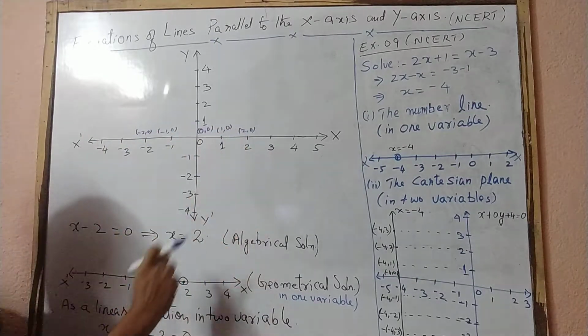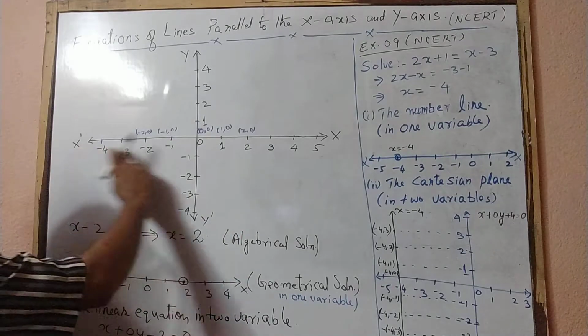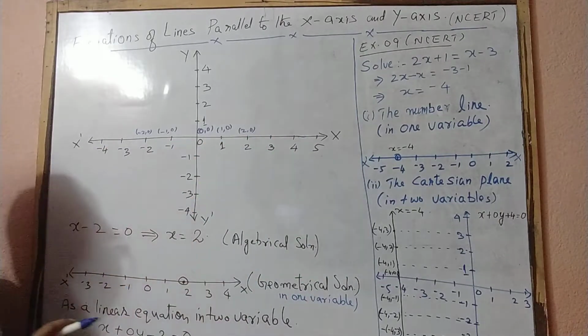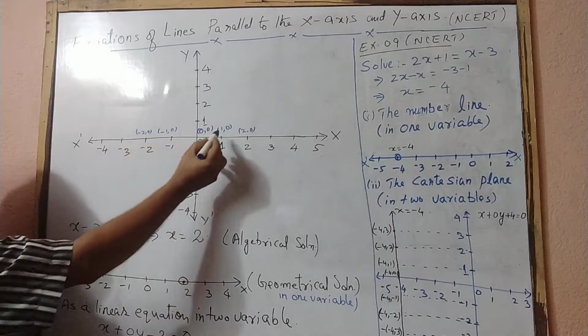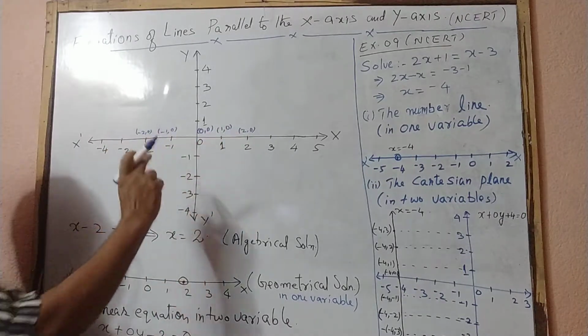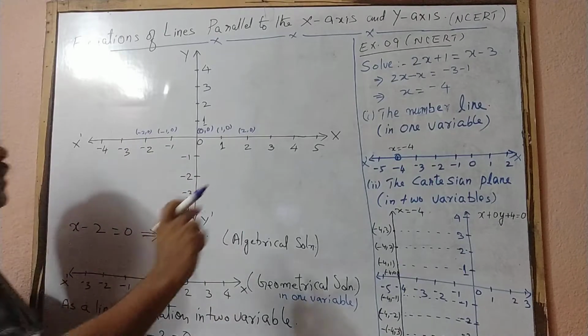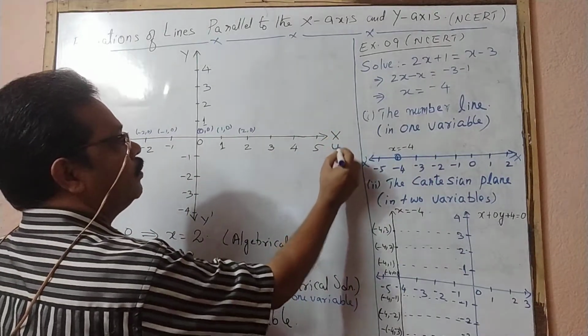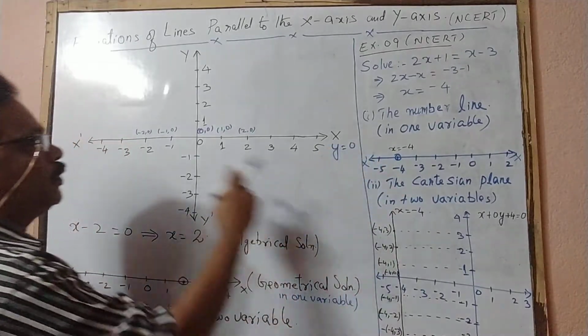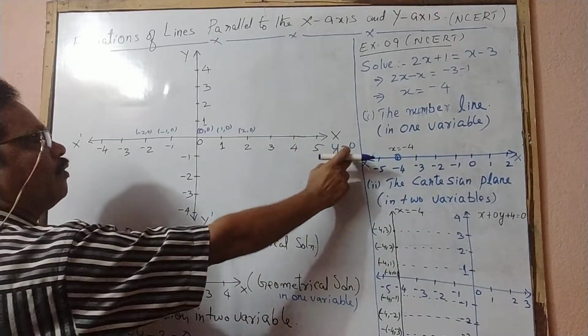So what do you see? You see that along the x-axis, everywhere, the coordinate of y is 0. The coordinate of y is constant. So we can write the equation of the x-axis as y equal to 0. So the equation of the x-axis is y equal to 0.